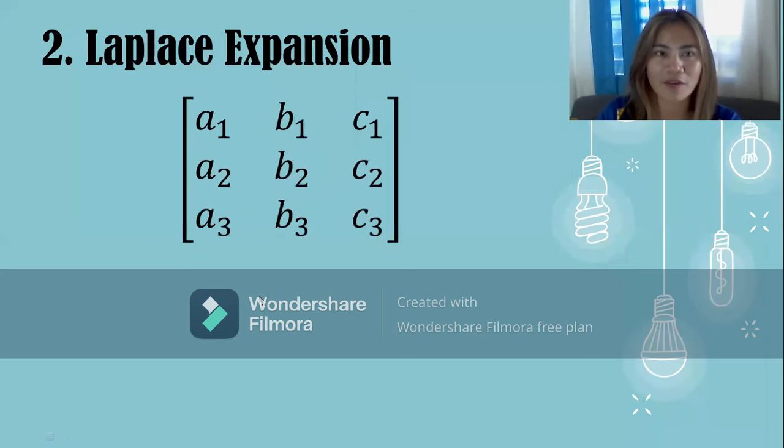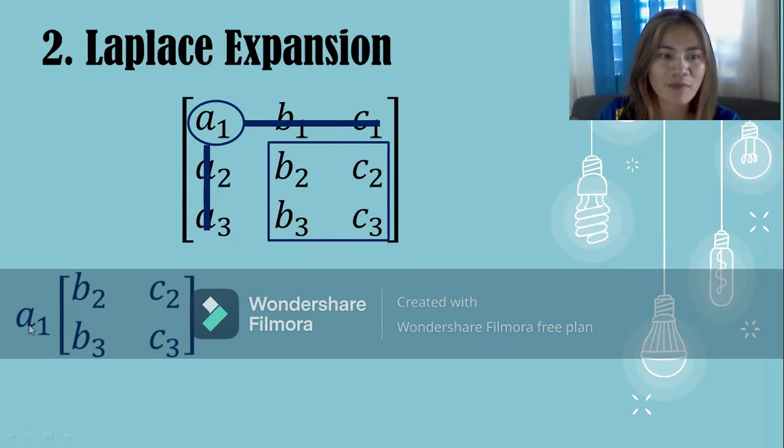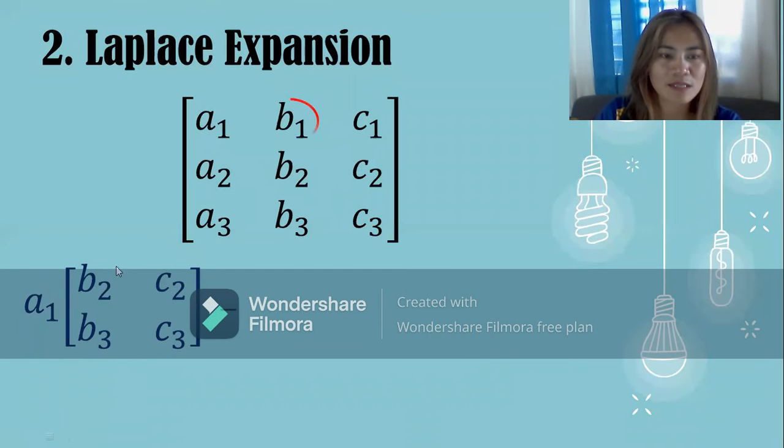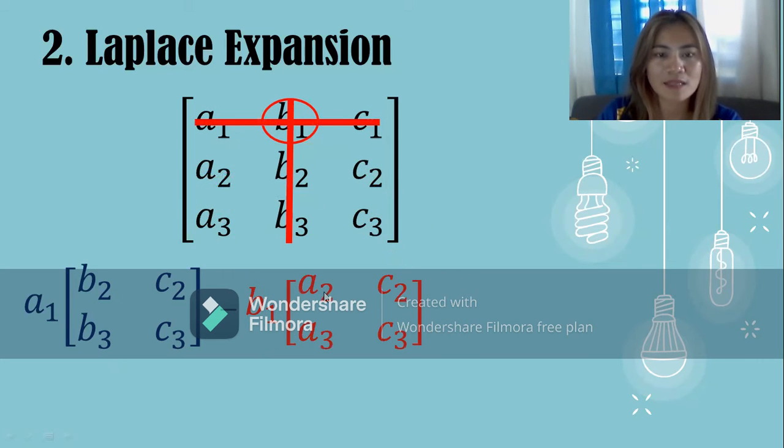Let us have the second method, the Laplace expansion. So we have here again a 3 by 3 matrix. Get this one, A sub 1, then exclude these elements and get the determinant of the remaining elements. So you have A sub 1 times the determinant of this matrix. Then get B sub 1. Exclude these elements. Get the remaining elements. Get the determinant of this matrix: A sub 2, C sub 2, A sub 3, and C sub 3.